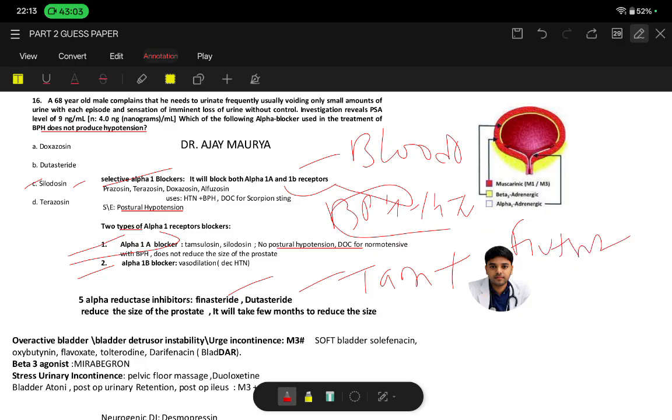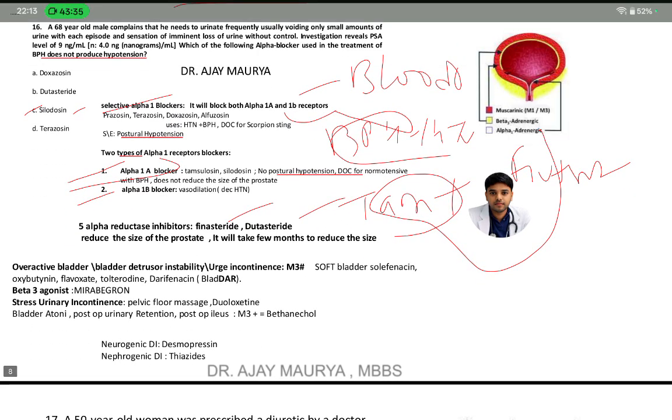Tamsulosin is going to work within 1 hour. It's going to work very fast. It causes the relaxation of the smooth muscles of your prostate, so it is going to give some relief immediately. But finasteride or dutasteride will take more time to reduce the size of the prostate. Got it? Good. So this one you have to read by yourself.